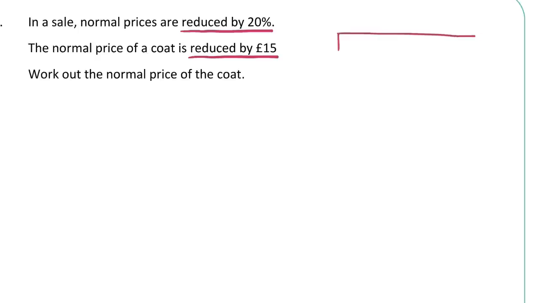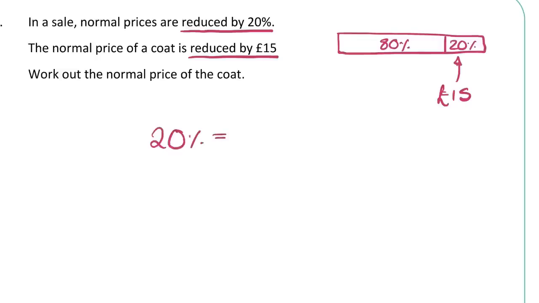So in a sale, if we have 20% getting taken off the price of a coat, that leaves us with a remaining price of 80%. You just need to identify which percentage we are being given. If it tells us it's reduced by £15, well, that's the 20%. That's that little reduction. If it had told us the sale price was £15, well, that would have been the 80%. You need to be aware which percentage we've been given. Once we know that, we can just write that down. So 20% is equal to £15, and we want to turn that into 100%.